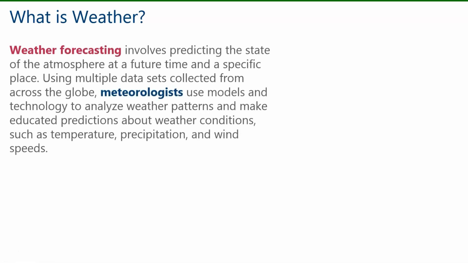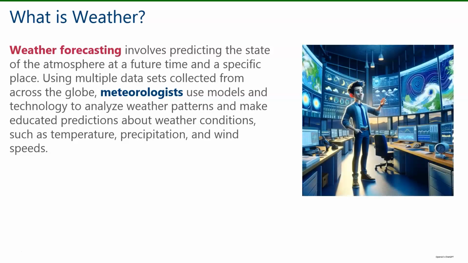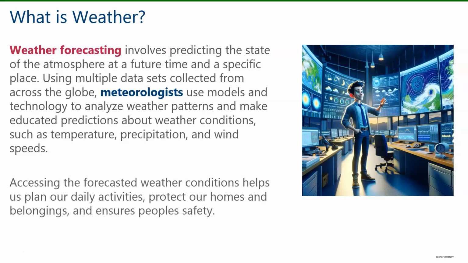Weather forecasting involves predicting the state of the atmosphere at a future time and a specific place. Using multiple data sets collected from across the globe, meteorologists use models and technology to analyze weather patterns and make educated predictions about weather conditions, such as temperature, precipitation, and wind speeds. Accessing the forecasted weather conditions helps us plan our daily activities, protect our homes and belongings, and ensures people's safety.